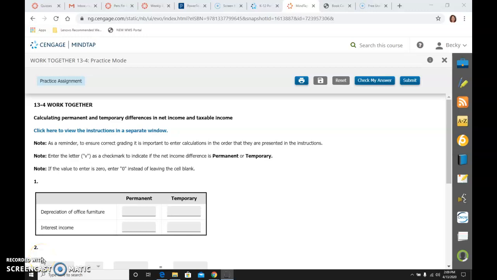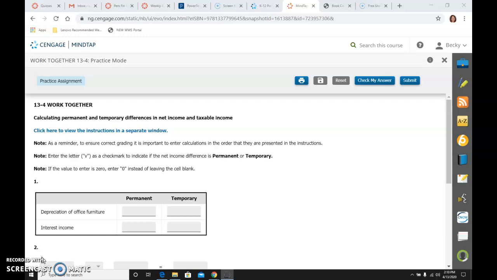Let's do the 13.4 work together. It is on page 394 in your book, and it also has the information here in MindTap. It says that Klitsky Corporation had net income and taxable income of $95,000 before depreciation and interest revenue.